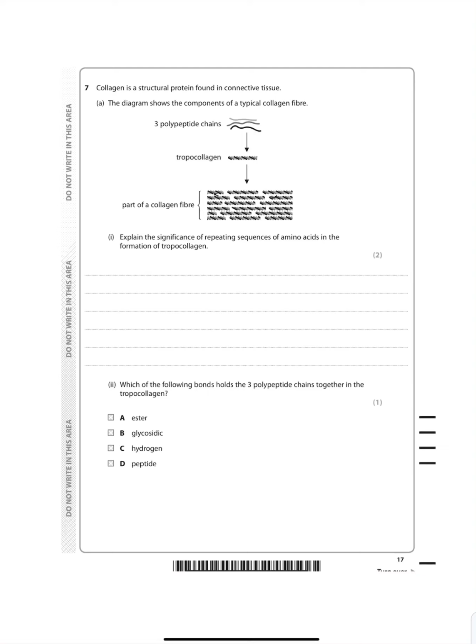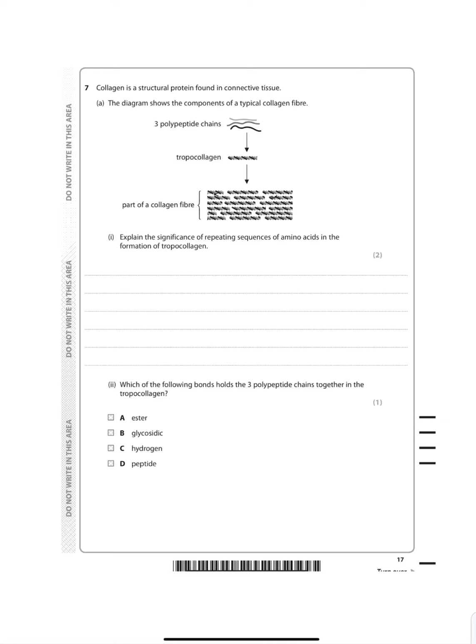Okay, question 7. Collagen is a structural protein found in connective tissue. The diagram shows the components of a typical collagen fiber. So we have three polypeptide chains that wind together to form a tropocollagen, and then many tropocollagens form part of a collagen fiber. Explain the significance of repeating sequences of amino acids in the formation of tropocollagen.